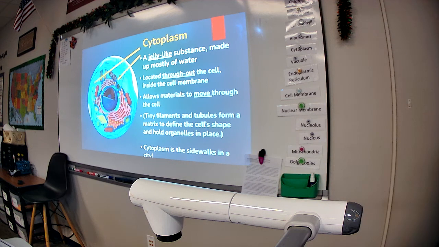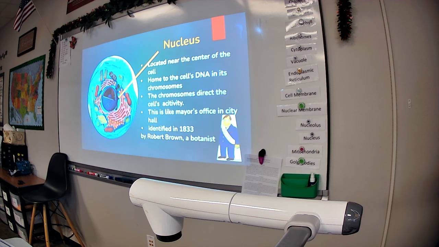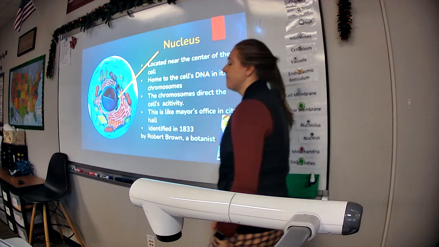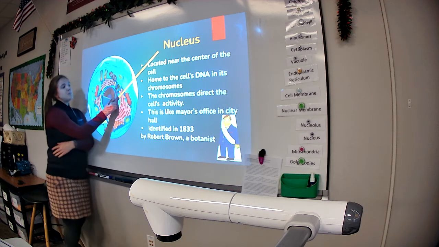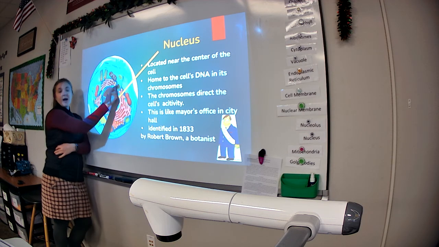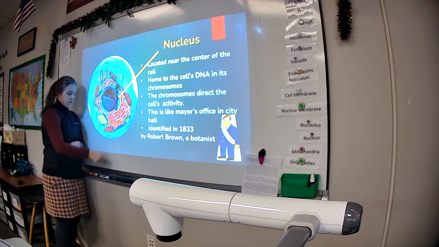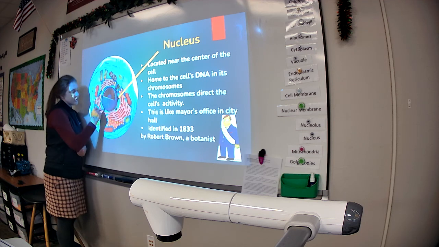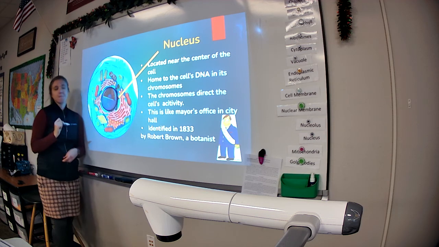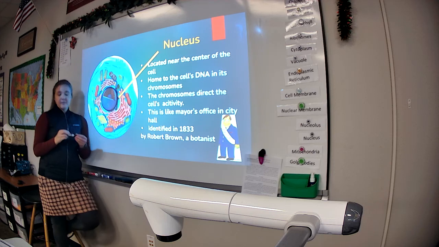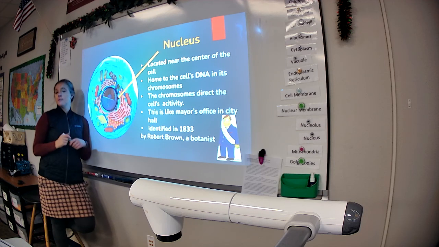Okay? All right, so we have the cell membrane, the gatekeeper, and the cytoplasm, the sidewalks. We're going to do probably one more for today. The nucleus. Okay? Here's where the mayor comes up. Now, in the diagram, you should see the arrow is pointing to this bracket, right? The bracket kind of points to the whole thing. So this whole middle structure here is the nucleus. This big ball right here in the middle. Okay? It is located near the center of the cell. In an animal cell, it is almost always going to be in the center.